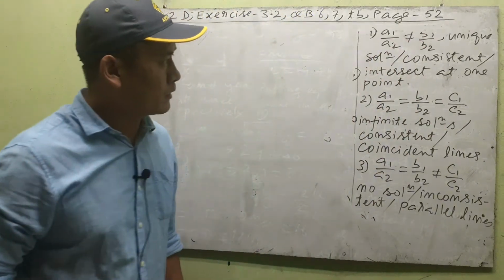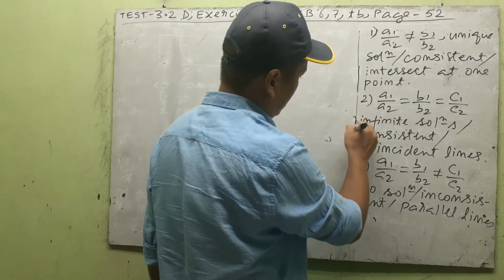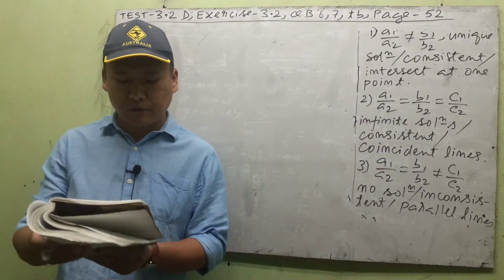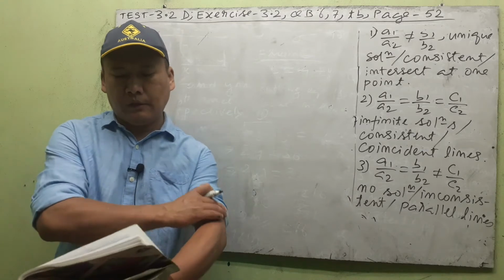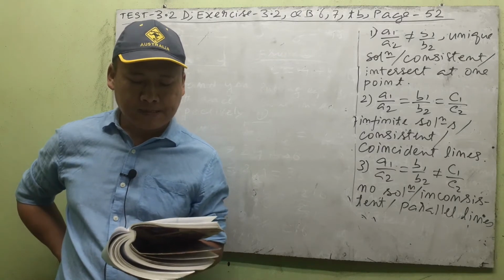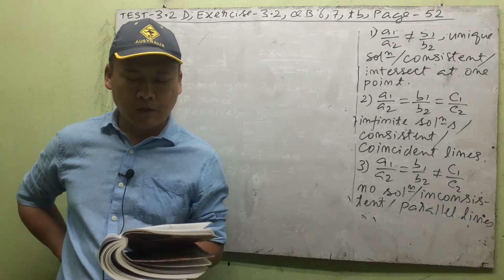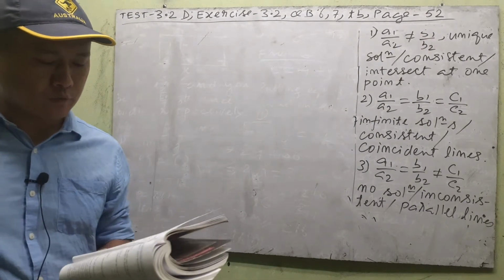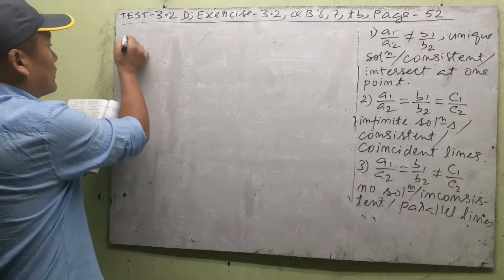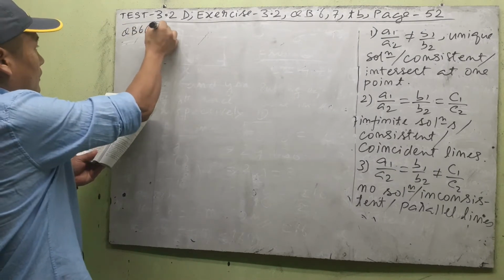Okay, so we have now 1, 2, and 3. Okay, let me read the question for us. Given the linear equation 2x plus 3y minus 8 is equal to 0, write another linear equation in two variables such that the geometrical representation of the pair so formed is: number 1, intersecting lines; 2, parallel lines; 3, coincident lines. Okay, so let us just do the 6 first, question number B6, subheading 1, that is for the intersecting line.